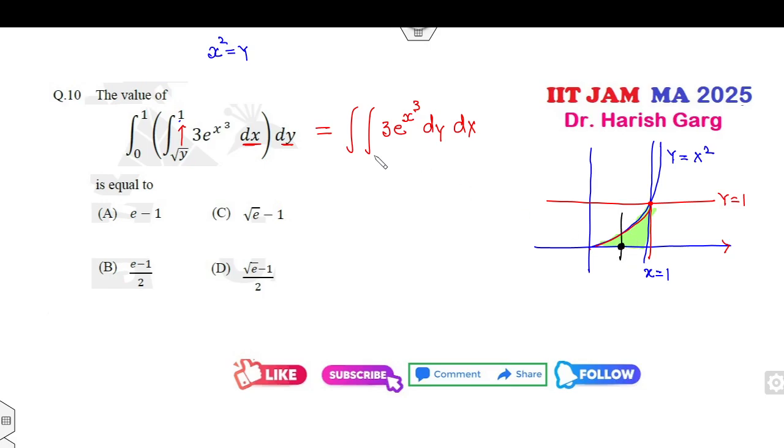What is the value of y at 0? What is the value of y? This is the curve of y is equal to x square. And the limit of x is 0 to 1 because the maximum limit is 1. So keeping integration with respect to y, this x will be constant. So it will be 3, this goes outside. Integration of dy is x square.